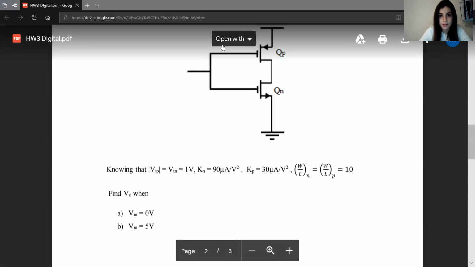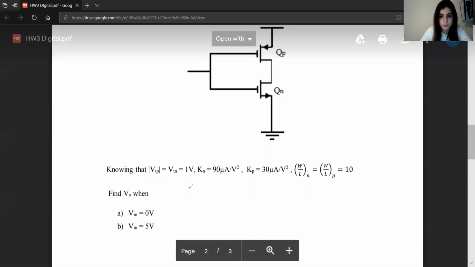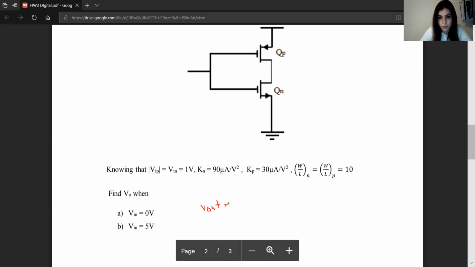So as we said, if V input was 0 volts, V output will be 5 volts. And if V input equals 5 volts, V output will equal 0 volts. Okay, so this was question 2.